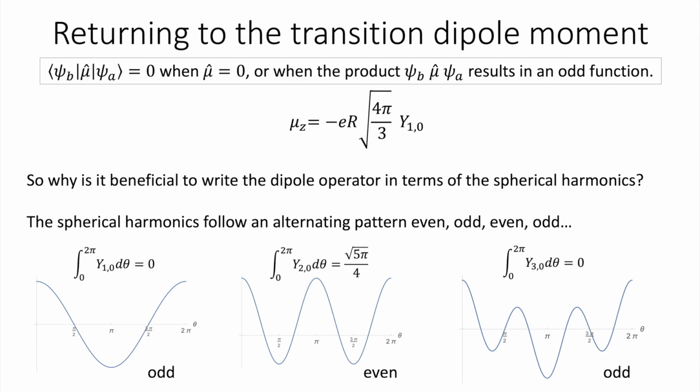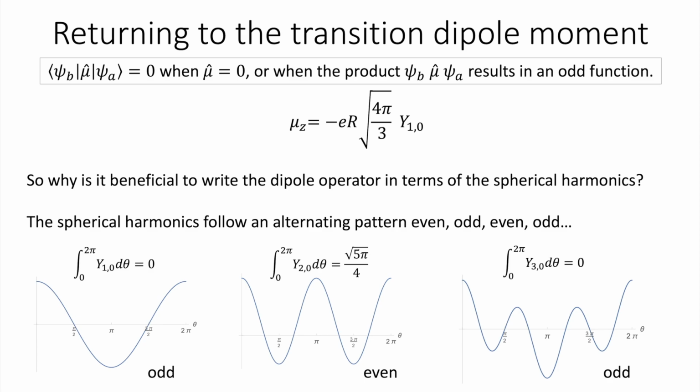And then y20, integrate that over all space, it's even, and it gives us square root of 5 pi over 4, right? i.e. not 0, right? That's the important thing here. And then, of course, odd goes back to 0. So this follows a consistent pattern. So we know that y10, that's an odd function.